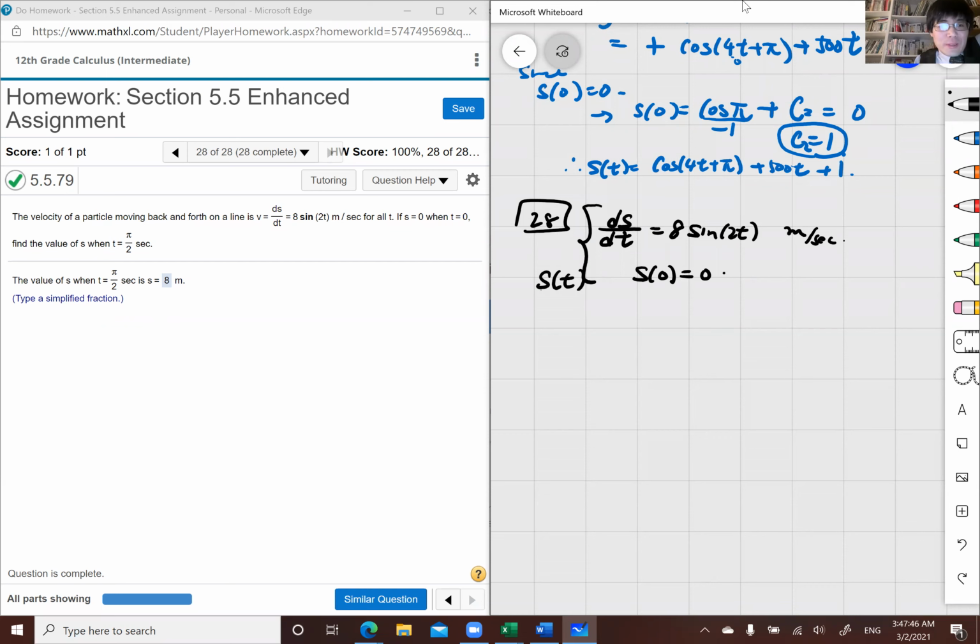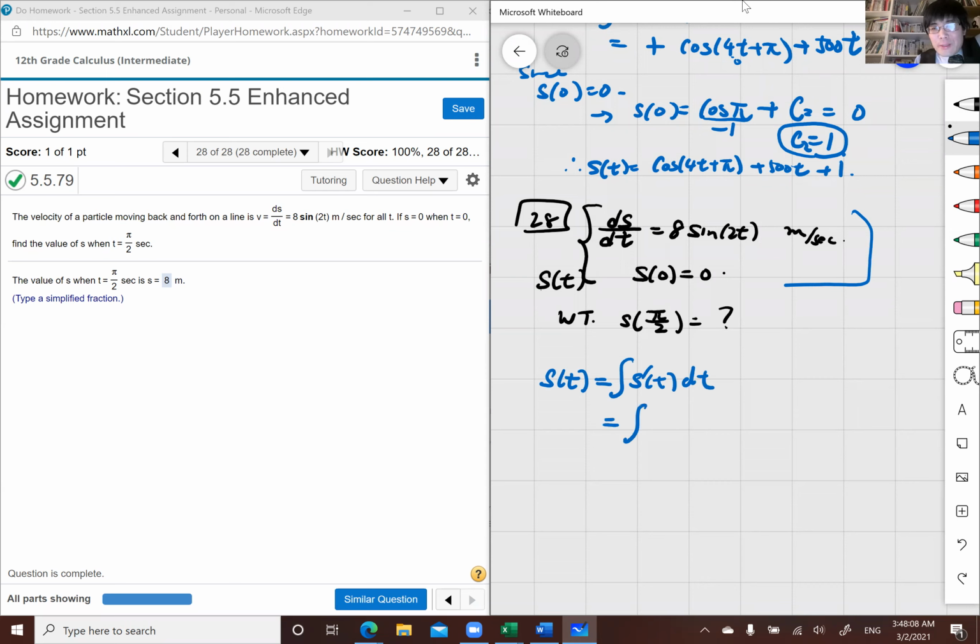Okay, now the question is, find the value of s when t is π/2. So we want to find s(π/2). With these two pieces of information, you can find s(t) first by integrating s'. That means you want to integrate 8 sin(2t) dt. After integrating, you want to get -4 cos(2t) plus c.